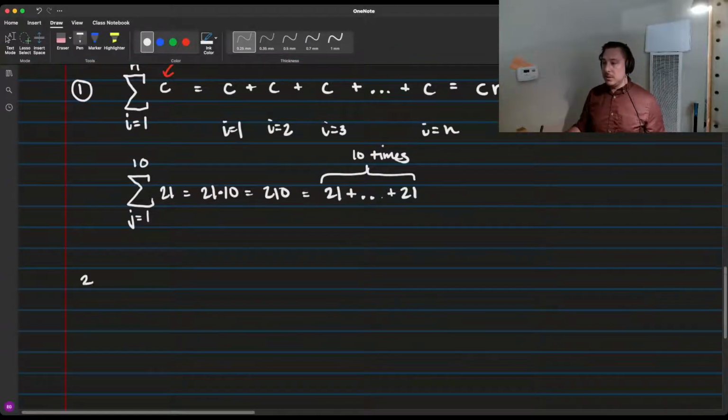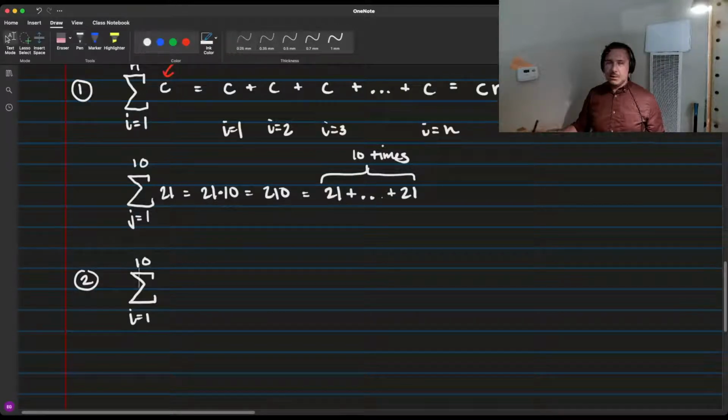2. I guess I'll go backwards this time. I'll give you a specific example, then I'll give you the general rule. Let's say you have i equals 1 to 10, and... Oh, you have a question, Mohammed?